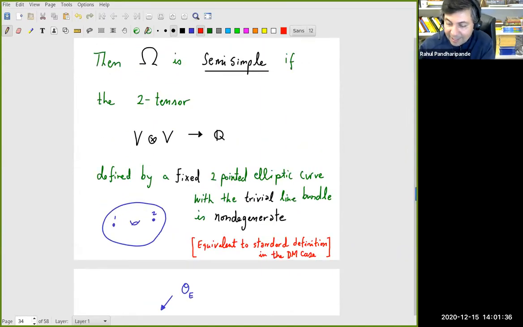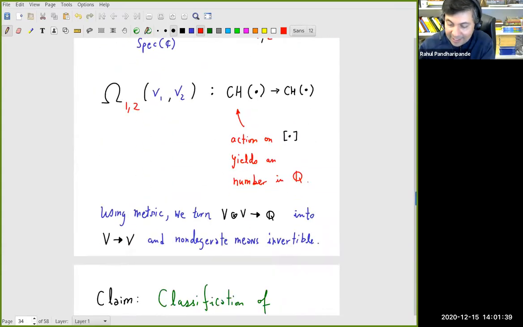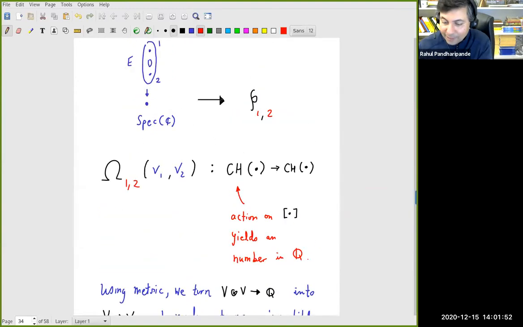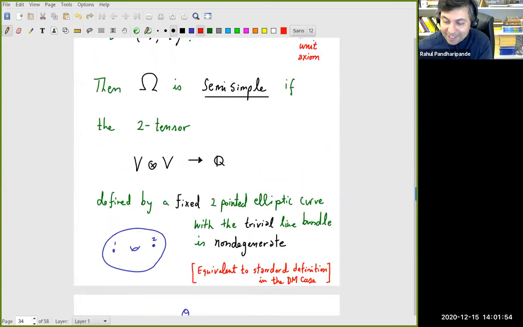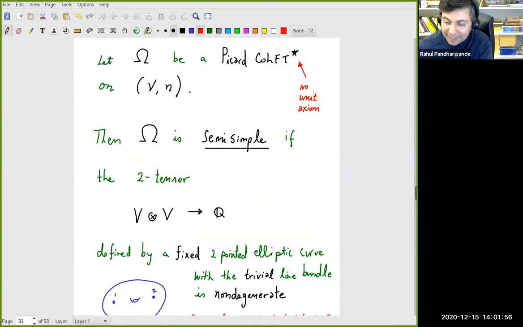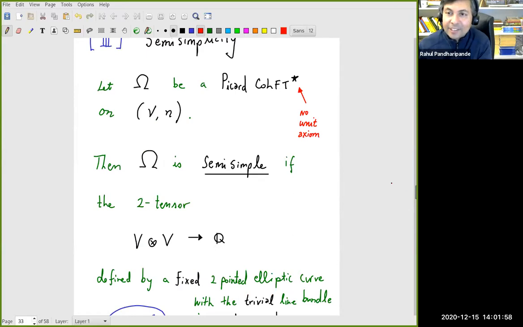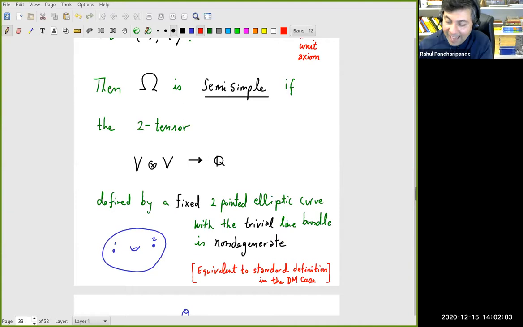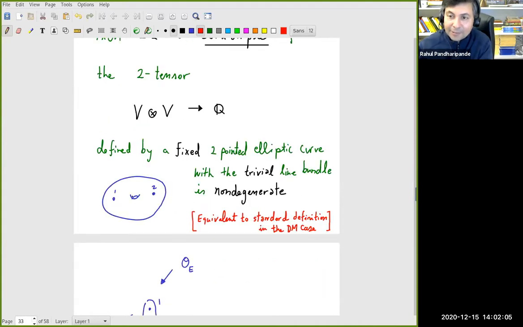And semi-simplicity, the definition is that this is non-degenerate. Of course, we have a metric, so we can turn this into a map from V to V, however you want to say it, but there's a non-degeneracy. That's the whole thing for semi-simplicity. That's the definition of a semi-simple Picard CohFT. If you give me one of these Picard CohFTs, I can check whether it's semi-simple by just asking what's going on for this elliptic curve with 2 marked points. It doesn't matter which elliptic curve, just a fixed one.